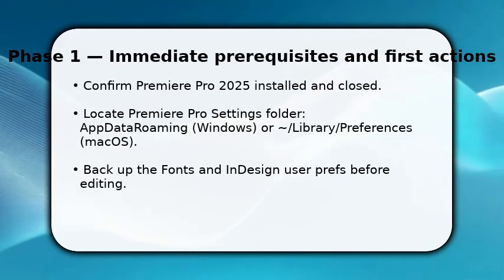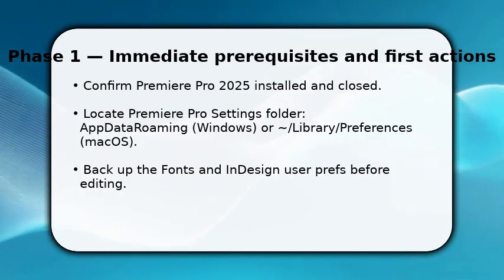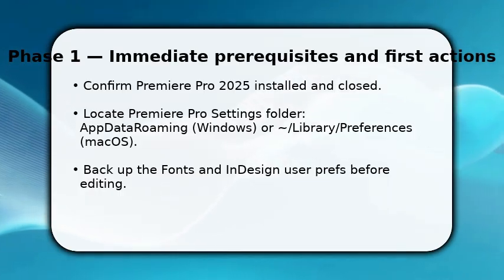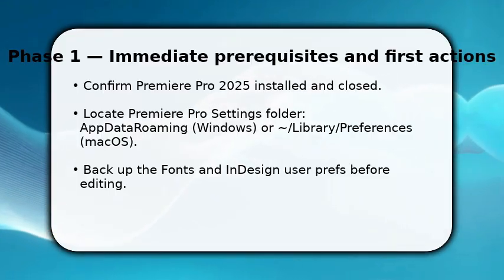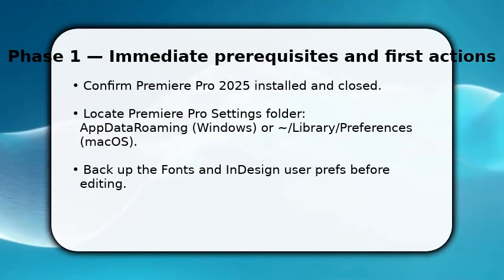You begin by closing Premiere Pro. This prevents preference corruption. Next, back up the Preferences folder, copy it to a safe location so you can restore if needed. Once done, open Finder or File Explorer and navigate to the Roaming or Preferences path for Premiere Pro 2025. You need file-level access.